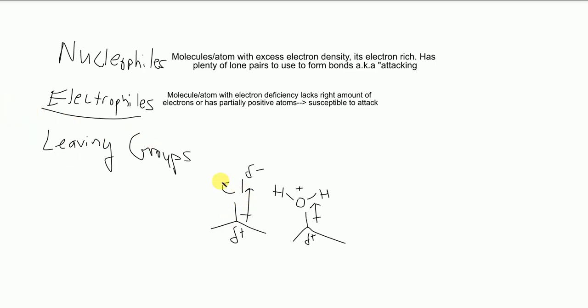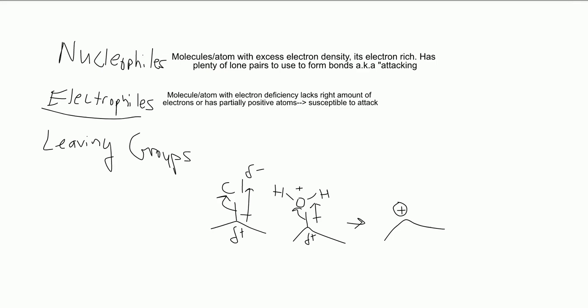So these are leaving groups. Okay, so what they do is, given the opportunity, they leave and they create positive charges, right? So this carbocation is an electrophile, right? And this is susceptible to be attacked by a nucleophile. Okay, there's some general stuff to look at before we start looking at the exact reactions.